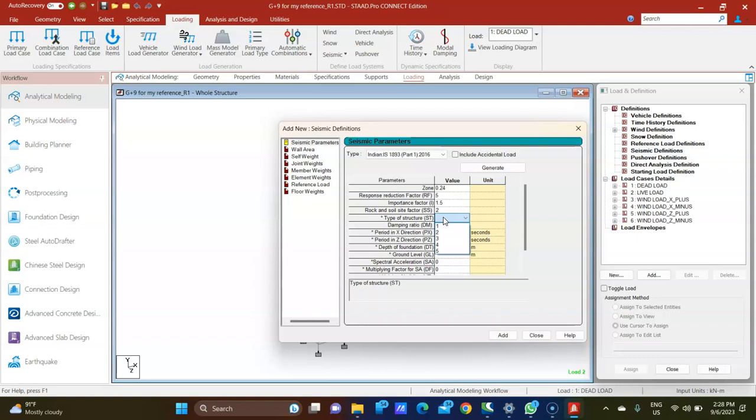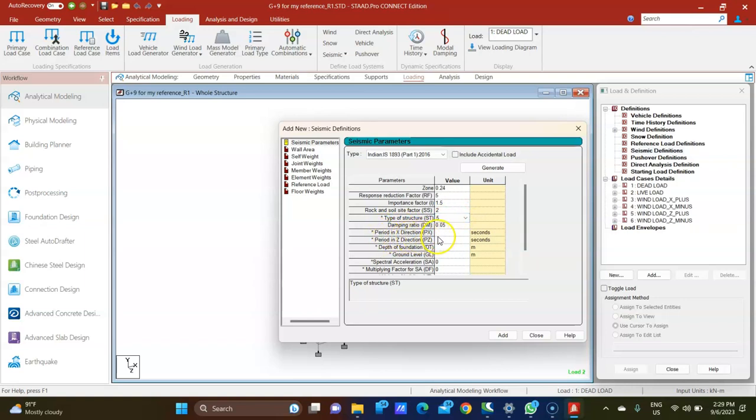Likewise, there is another time period expression for buildings with RC structural walls. If structural walls are there, this would be that expression. In our case, we have used this one, Ta is equal to 0.09 H divided by root D. So clicking on the drop down box, you select type of structure is equal to 5. Damping ratio by default for RCC structures, how much? 5%. Right? 0.05 here.